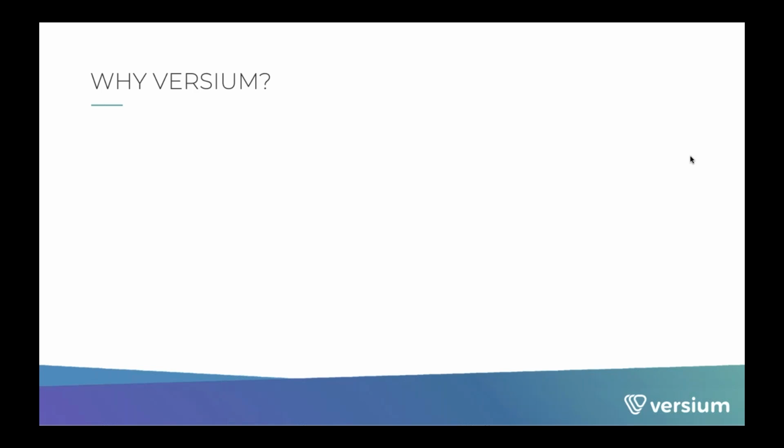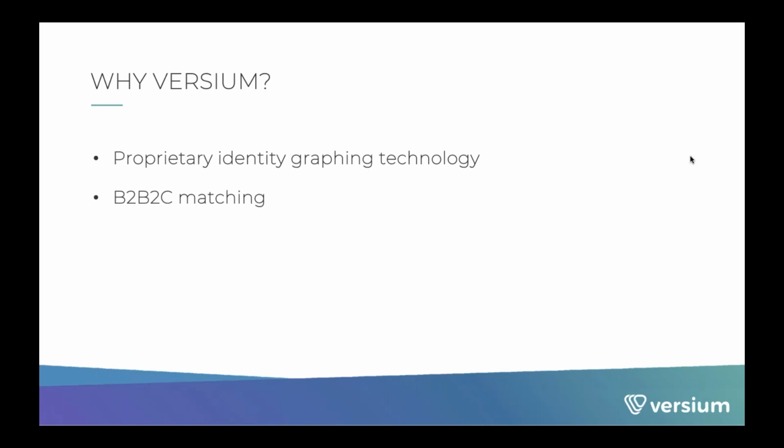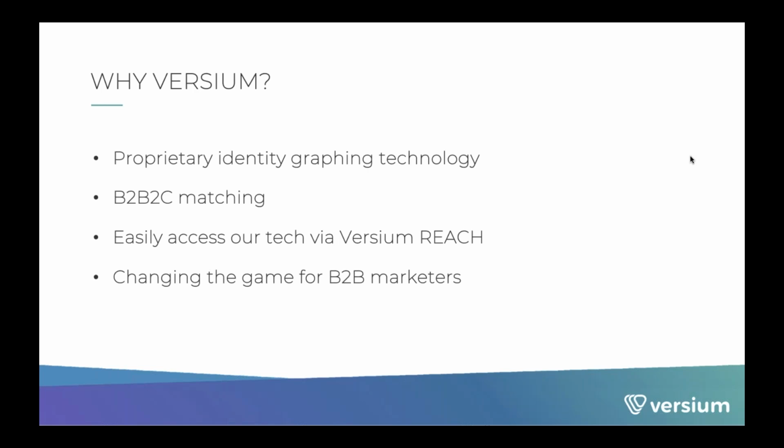The goal of this presentation is to get you a little bit more familiar with Versium and Versium REACH and how to use this product within your daily marketing flow. So why Versium? Well, we own and operate a proprietary identity graph. Our identity graph is unique because we have advanced B2B2C matching technology. Marketers can access our tech easily through our products. Versium REACH is an extremely user-friendly and easy-to-use platform. And through our products and services, we're changing the game for B2B marketers.